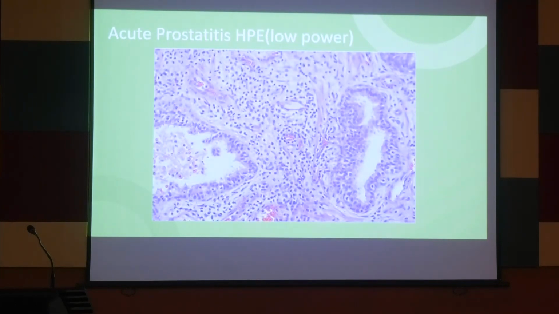Now, low power view of acute prostatitis. You see many neutrophils in between. These are gland acini. You can see in the acini what we told you, neutrophil rich exudate. This is neutrophil, this is neutrophil. So neutrophil rich exudate in acini as well as stroma. You can see.